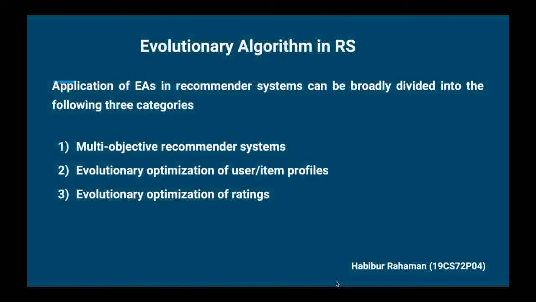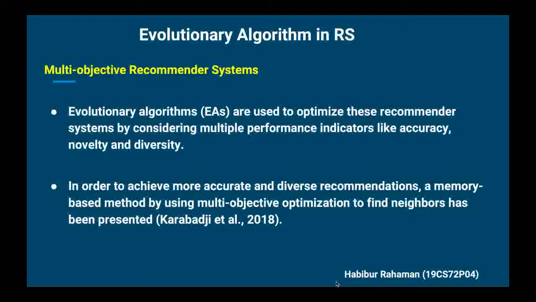Application of AI in the recommender system can be broadly classified into three categories, which are multi-objective recommender system, evolutionary optimization of user or profile items, and evolutionary optimization of ratings. So evolutionary algorithms are used to optimize these recommender systems by considering multiple performance measures like accuracy, novelty, and diversity in order to achieve more accurate and diverse recommendations.